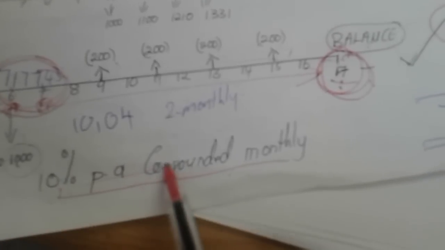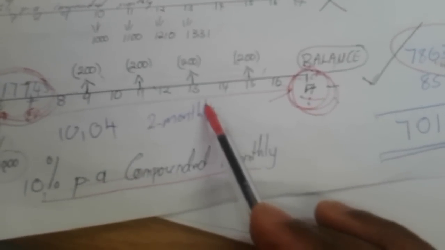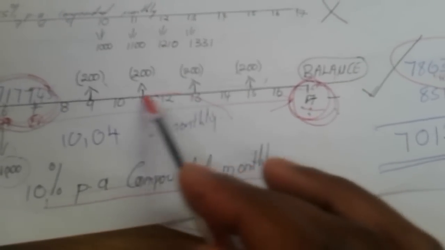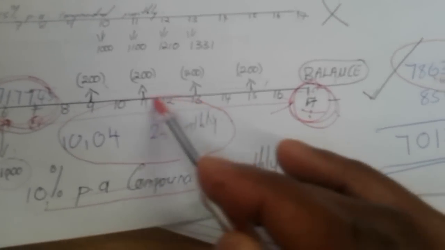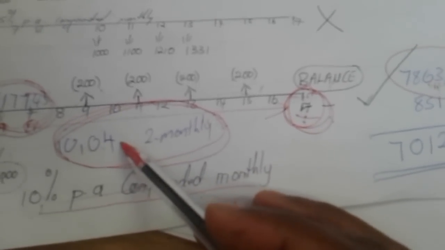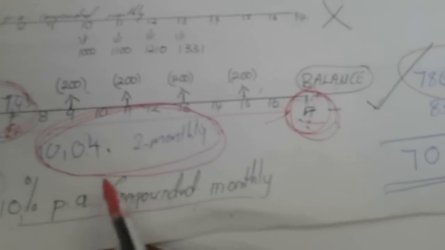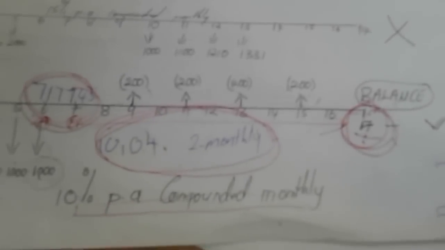But our interest rate is compounded monthly. So immediately you see this, you must know that there's a problem. So we must calculate an equivalent rate compounded 2 monthly, and I did work it out, it is 10.04 to the nearest 2 decimals. So I want you to also do it and see if you can get this. Remember, I've already explained to you how to get an equivalent rate. So use the calculator or the formula to get this answer. Now once you have it, it means we can continue.